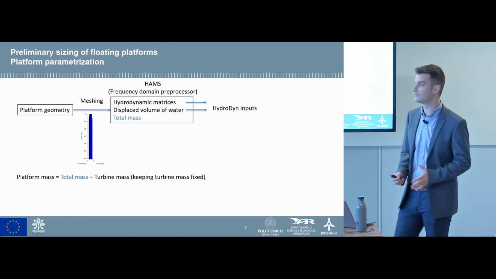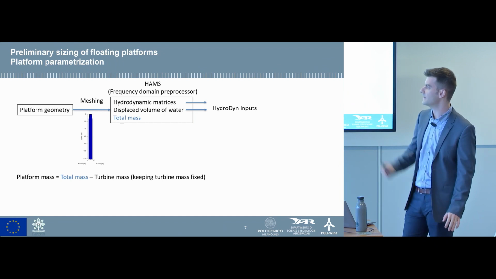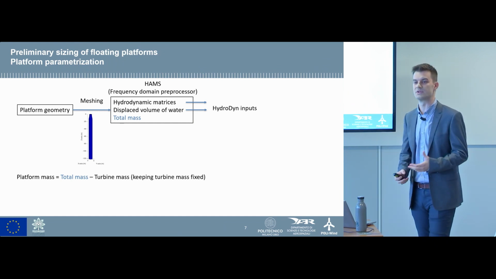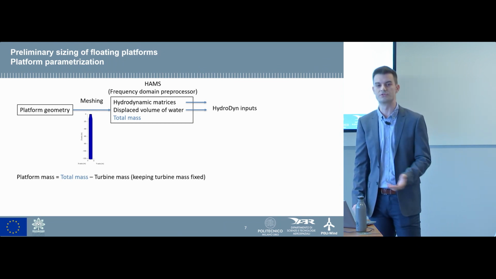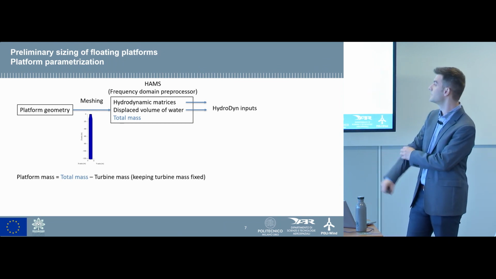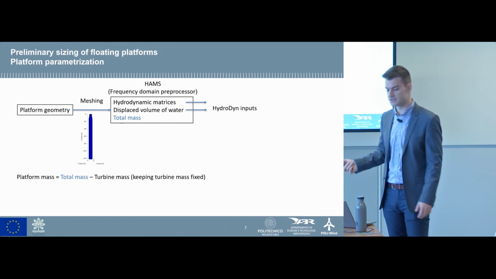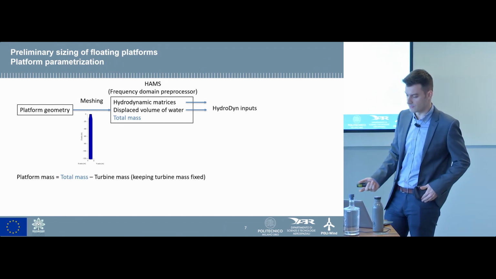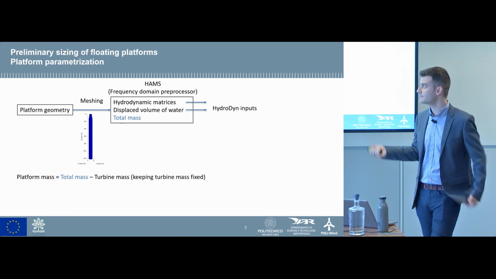And more in detail, how do we do this platform parameterization? We start with the platform geometry. We do the mesh of the floating platform, and then we put this geometric mesh into HAMS, which is a WAMIT equivalent open source frequency domain preprocessor. And once we run the HAMS, we get the hydrodynamic matrices and displaced volume of water, obviously, which are required inputs in HydroDyn.